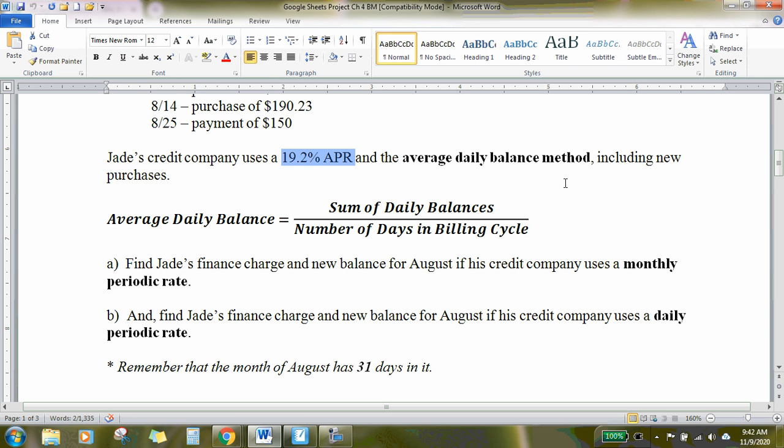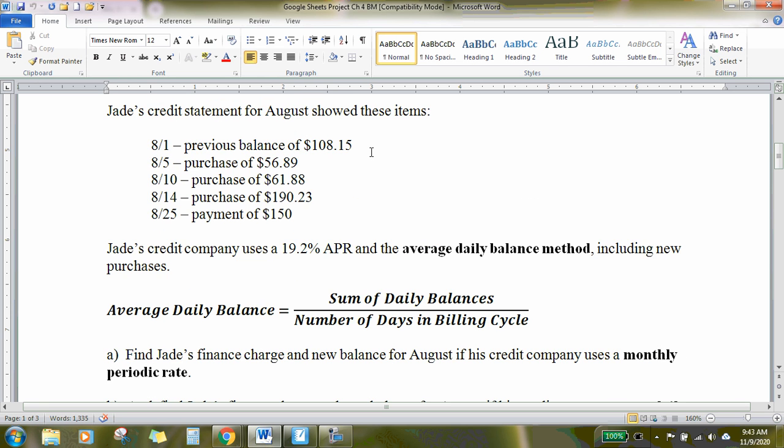Now, the average daily balance method is right here, this formula. We're going to take the sum of the daily balances, and then we're going to divide it by the number of days in the billing cycle. So we've got to find the balance for each day, so all 31 days in August, and add them all up. So again, if we were doing this by hand, that's going to take a long time to add up those numbers, all 31 of them in a calculator, and not mistype anything. That's really tedious.